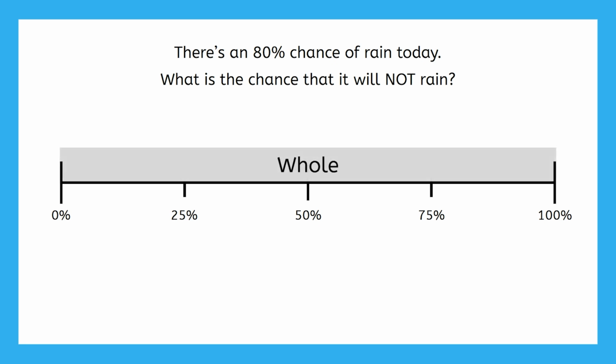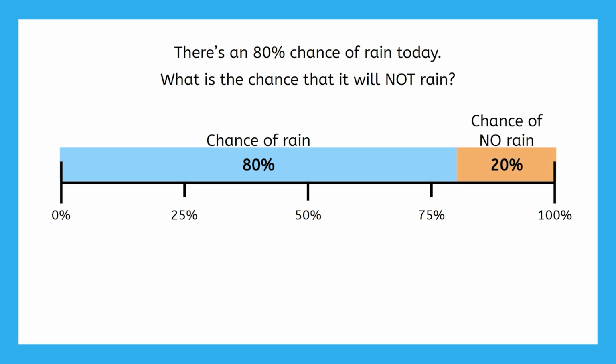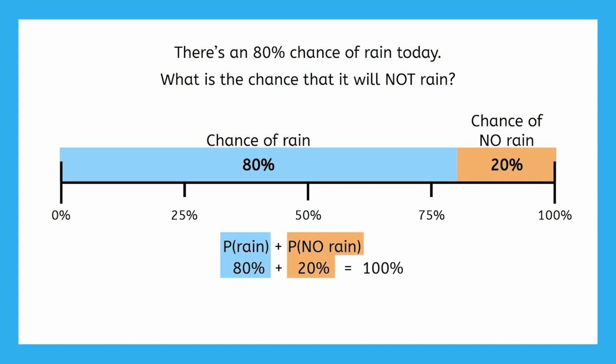If out of the entire whole, 80% represents the part where it will rain, then the remaining part, 20%, represents the chance that it will not rain. Notice that together, the chance of rain and the chance of it not raining add up to 100%, because together they represent the whole.